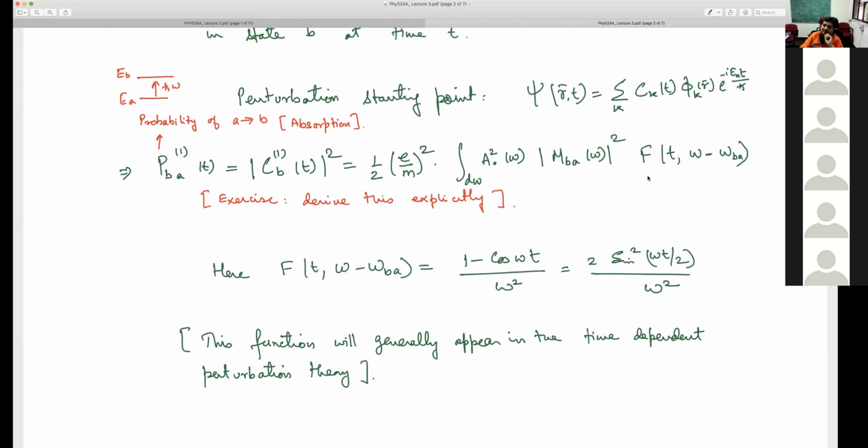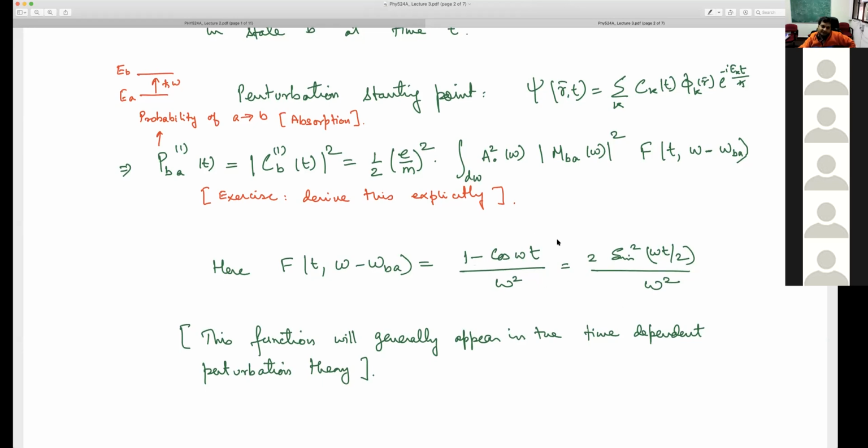So now what about this function f_t(ω − ω_BA)? Oh, okay, so there's a typo here, actually. So f_t of, let's say, ω̄ should have been (1 − cos ω̄t) divided by ω̄², or 2 sin²(ω̄t/2) divided by ω̄². So whatever is ω on the right hand side should be the whole combination ω − ω_BA, actually. So that's a typo that I will correct before I upload these notes.